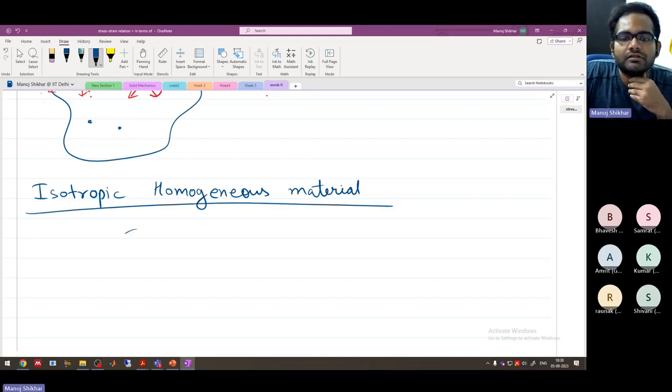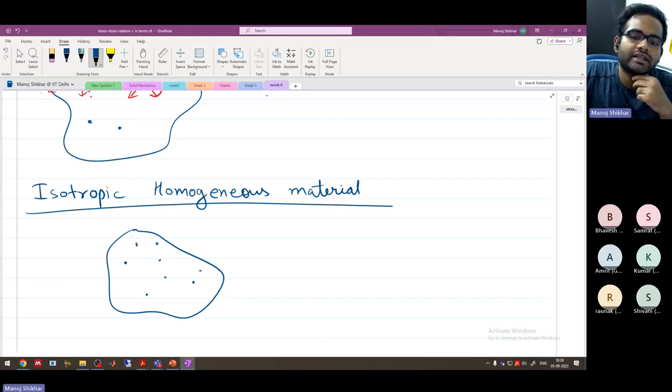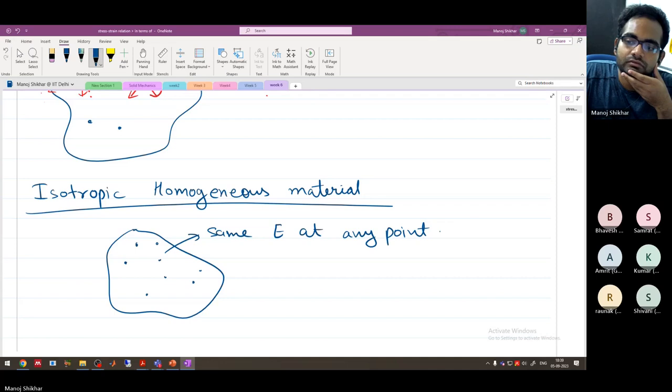Here, you take any point on the body, you move in any direction at that point, you will get the same value of the property. So this body will have the same E at any point, and in any direction at that point.